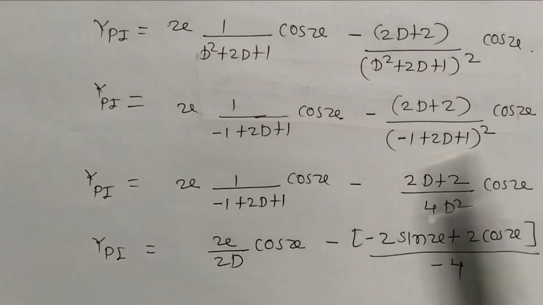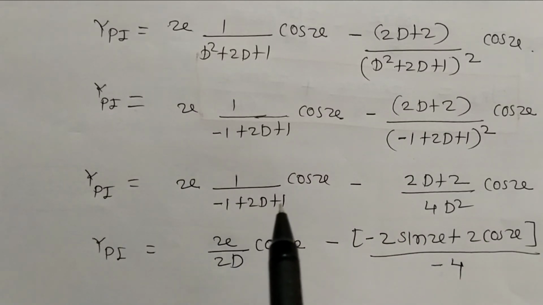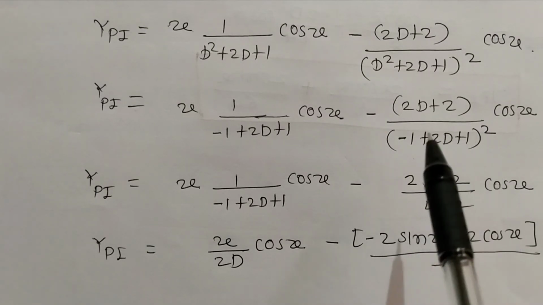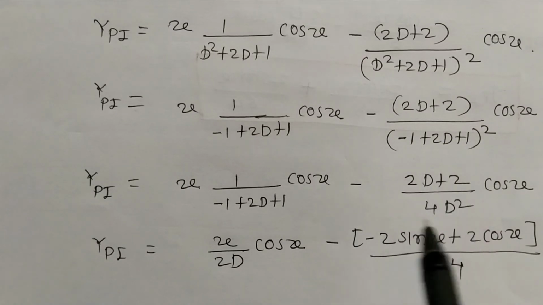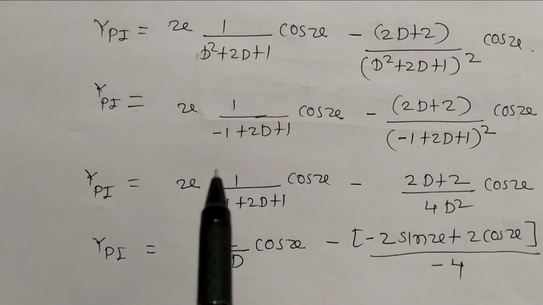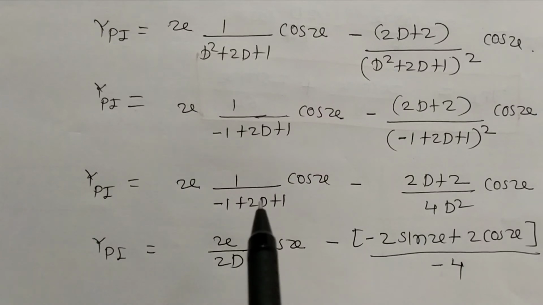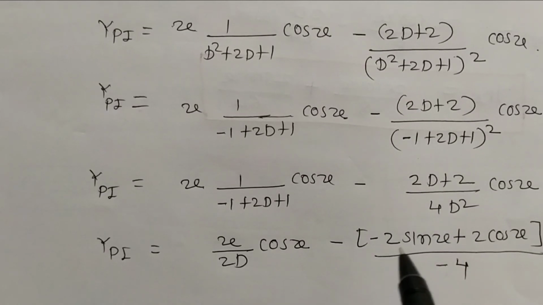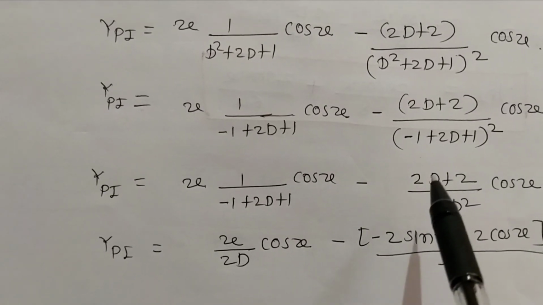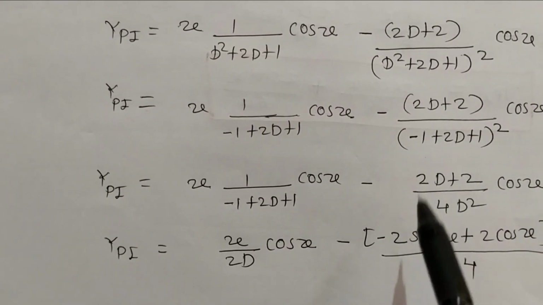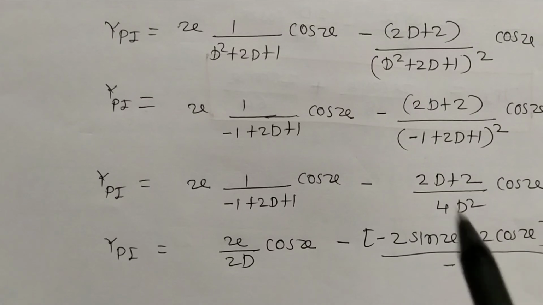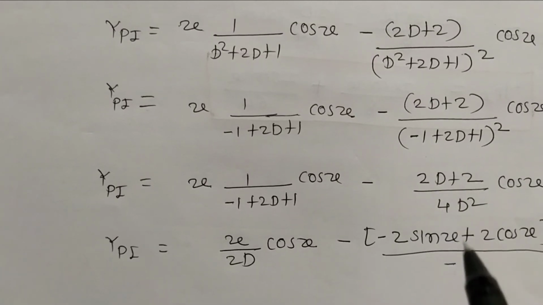So this becomes x, 1 upon minus 1 plus 2d plus 1, cos x, minus 2d plus 2 upon 4d square, since minus 1 plus 1 gets cancelled, cos x. Again this becomes x, 1 upon 2d cos x, minus 2d minus 2 sin x. The differentiation of cos x is minus sin x, so minus 2 sin x, plus 2 into cos x, upon d square, which when we put minus 1 is minus 4.